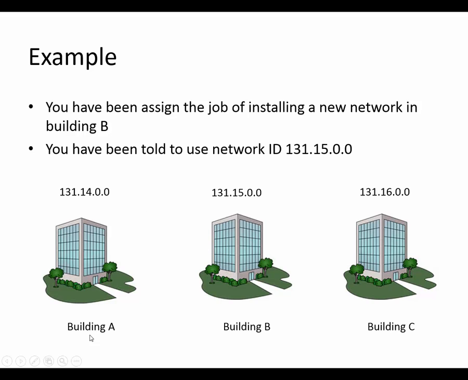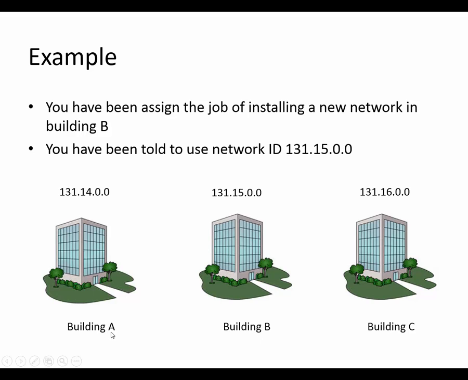Here's the example. We have three buildings, Building A, Building B, and Building C. You have been assigned the job of installing a new network in Building B, and you've been told to use network ID 131.15.0.0 in that building.